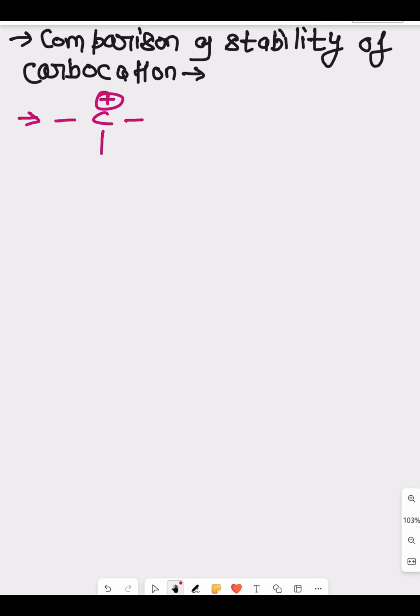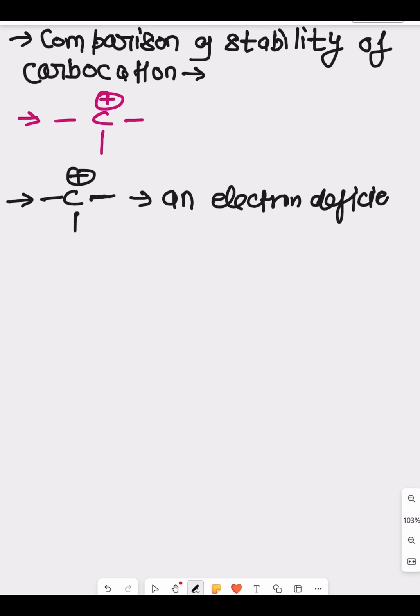Being reactive. Now, as you know, being a reactive intermediate, carbocation is quite unstable as carbocation is an electron deficient species. Now, what do I mean by electron deficient species?